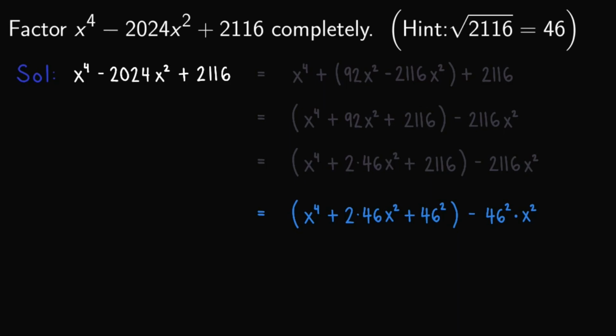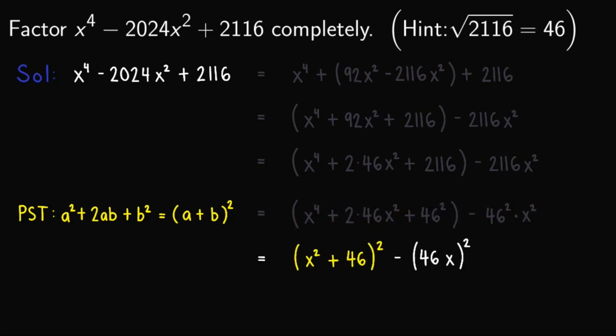Now observe that this expression out here is a perfect square trinomial. Indeed, it is of the form a squared plus 2ab plus b squared. So the a out here represents x squared, while the b out here represents 46. And we know that a perfect square trinomial factors into the square of a binomial, a plus b. So this means that this out here factors into (x squared plus 46) squared. So we applied perfect square trinomial out here.